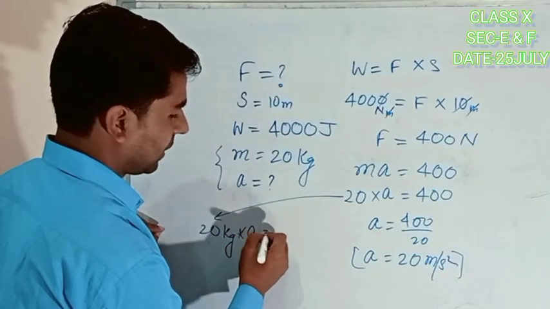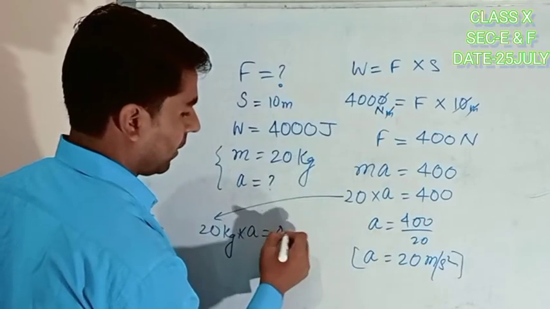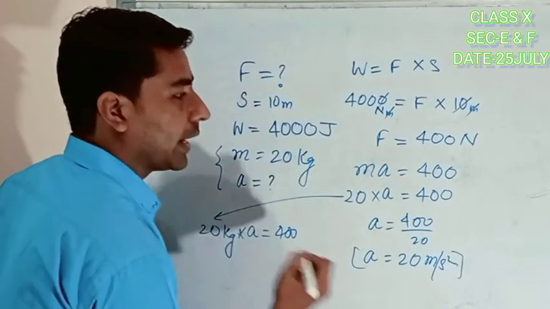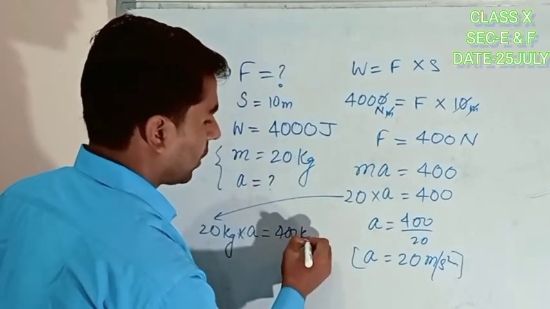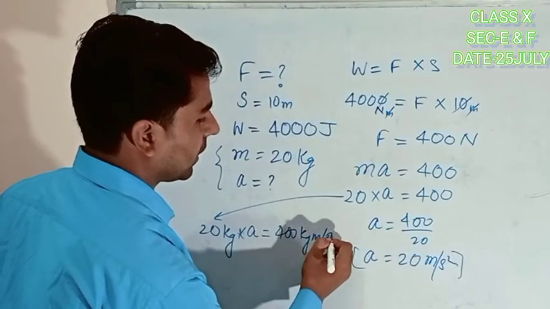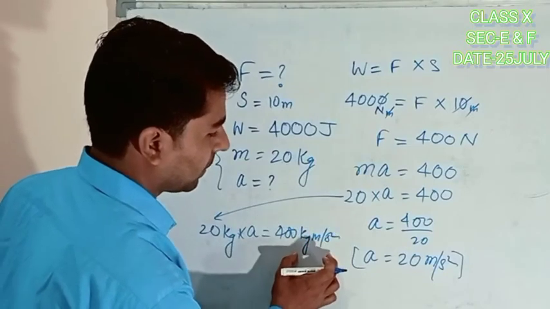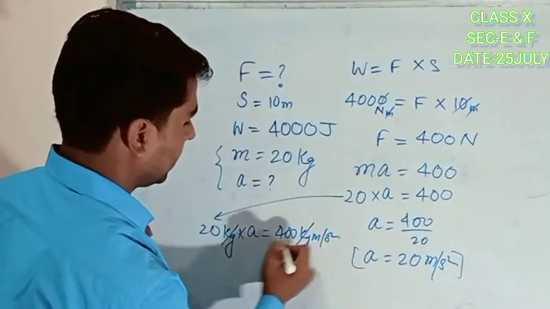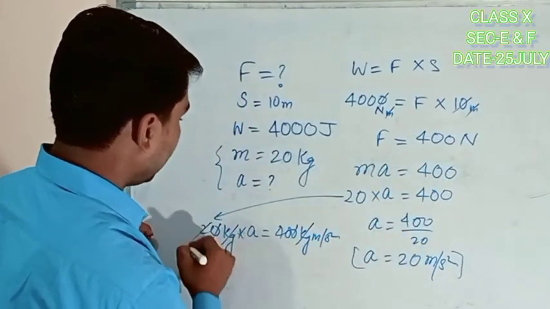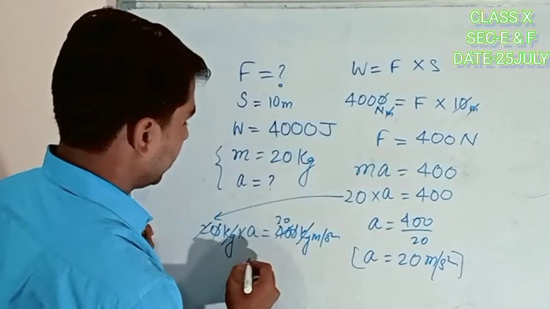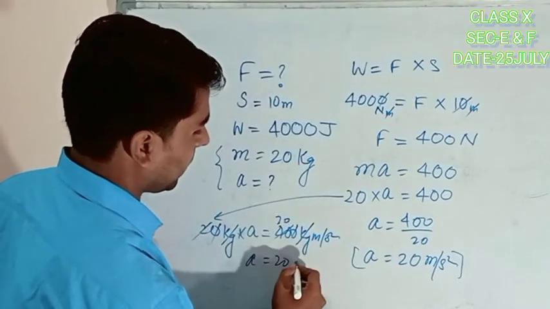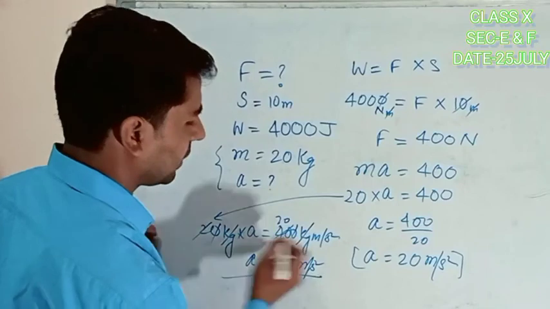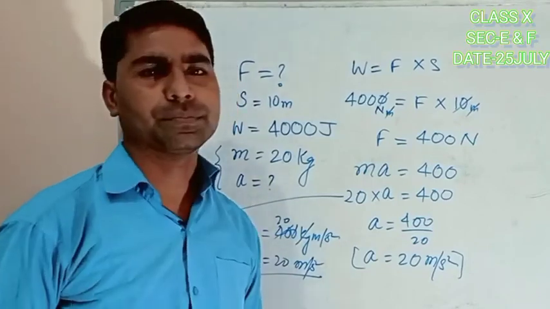If you still want it elaborated, see here: this 20 is in kg, into acceleration, equals 400 Newton, and Newton is a combination of kilogram meter per second squared. This kilogram meter per second squared changes to Newton. So you can see kilogram cancels, zero cancels, by 2 you can write 20. So acceleration is equal to 20. What is remaining? Meter per second squared. So in both cases we can do this.